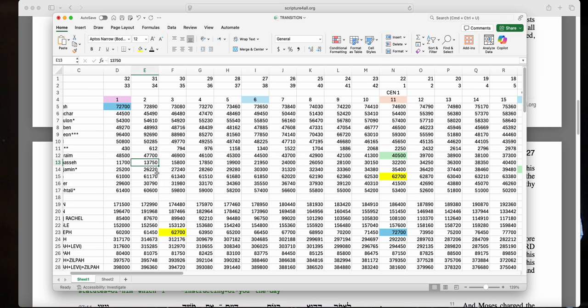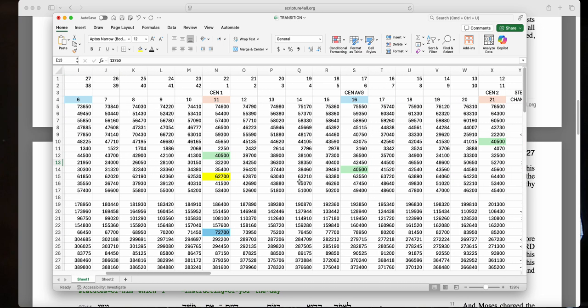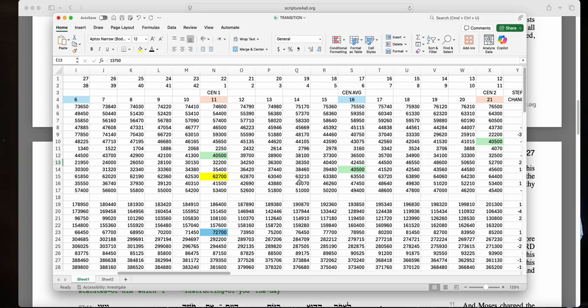Again, 13750. You're going to find patterns for, like I said, solar, lunar, all kinds of fun stuff in here.